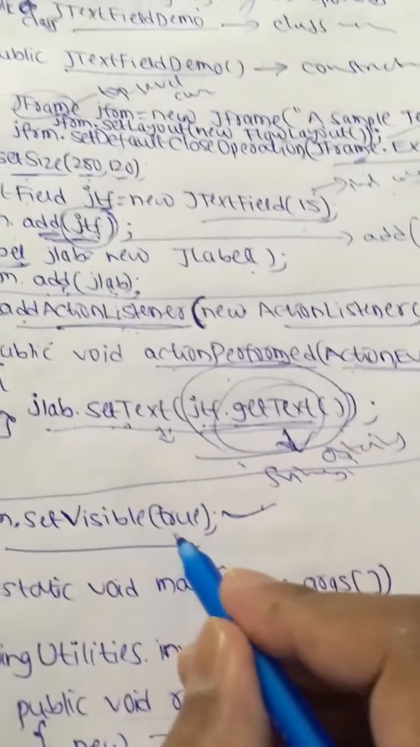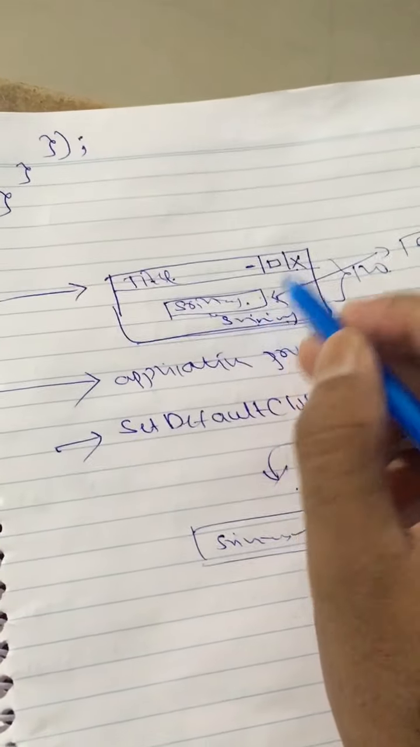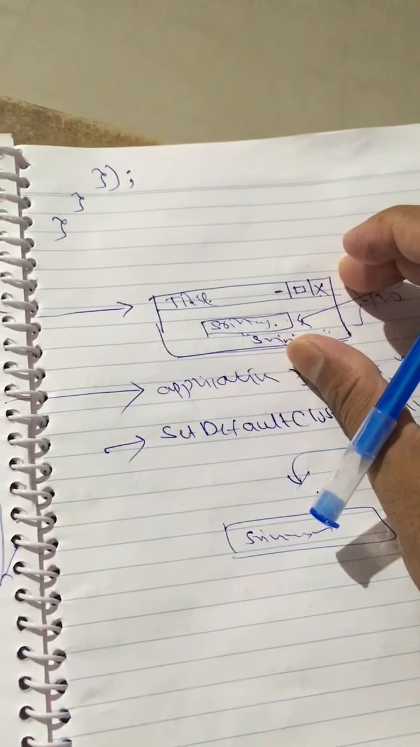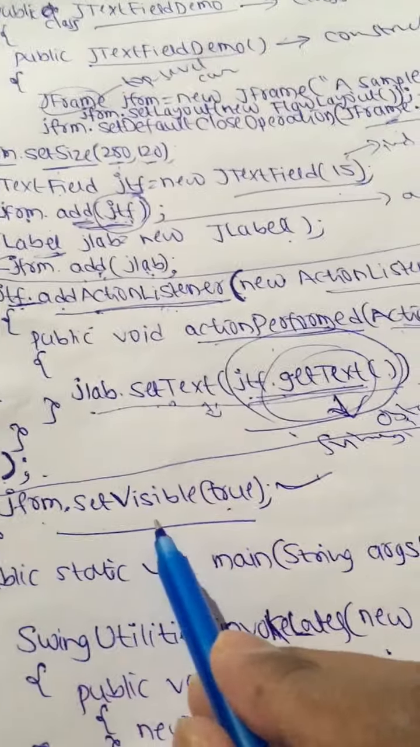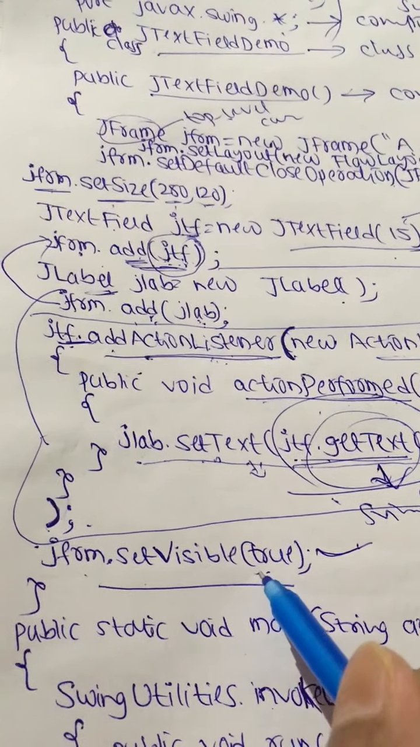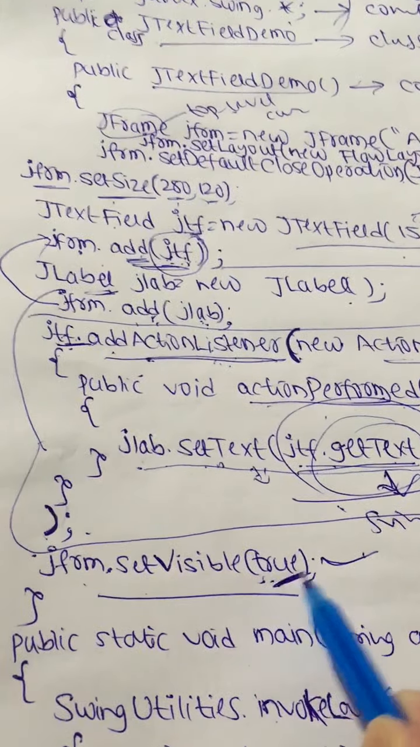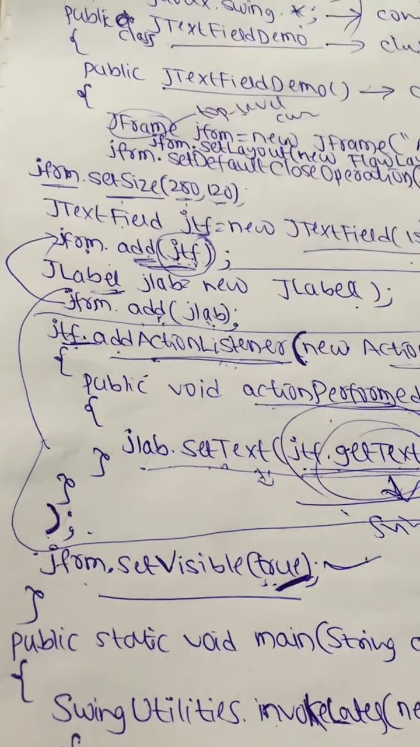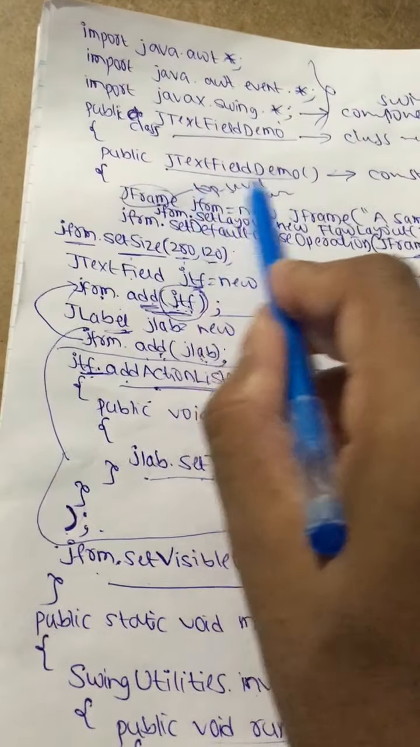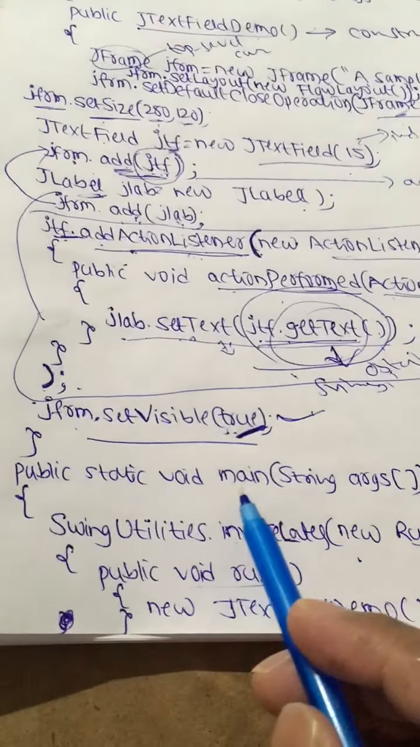Whenever the value is false, the window or the frame will not be displayed. That's why jfrm.setVisible always has the value true, so it displays the frame. Public static void main string, this is the main method. JTextField demo is the class.